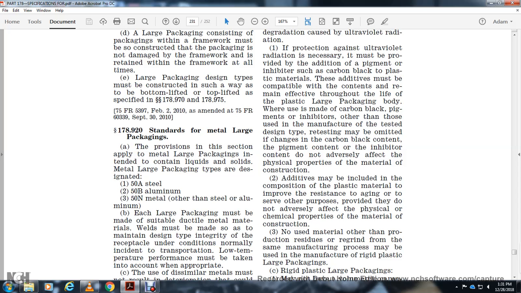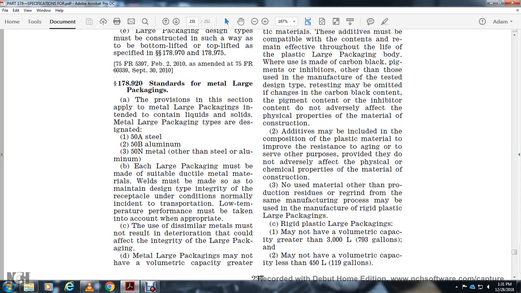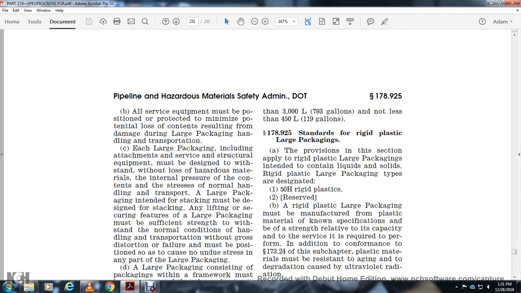Incidents with transportation and low temperature performance must be taken into account. An appropriate use of dissimilar metals must not result in deterioration that could affect the integrity of the large packaging. Metal large packaging may not have a capacity greater than 3,000 liters, 793 gallons, or less than 119 gallons. This is the 178.925 standard with the rigid plastic large packaging.